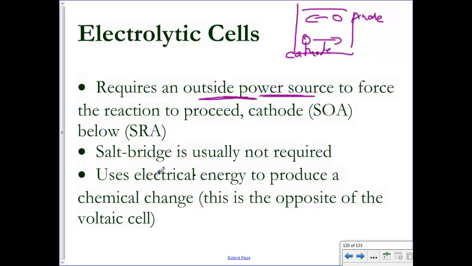One thing here, because we're adding electricity, you don't actually need a salt bridge. We're not worried about the cell becoming polarized because we're forcing electrons to go against their will anyways. So it's not actually that big of a deal. And it basically takes electricity to make a chemical change.